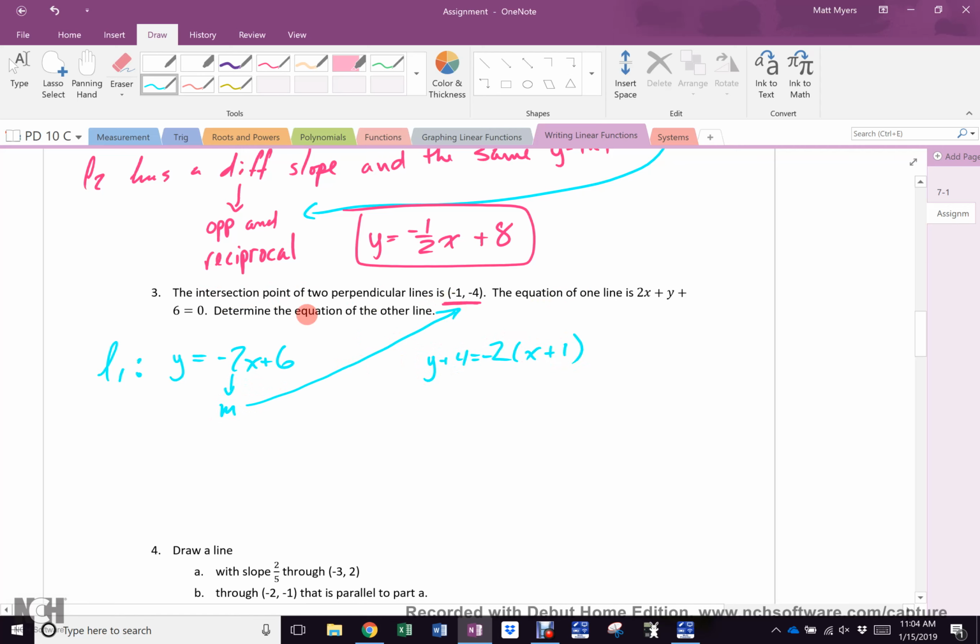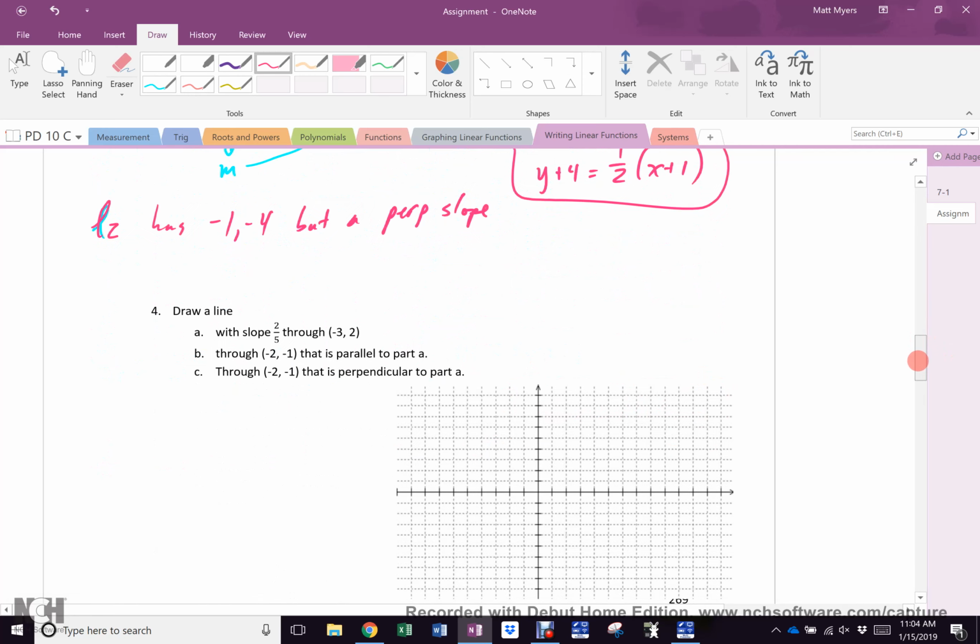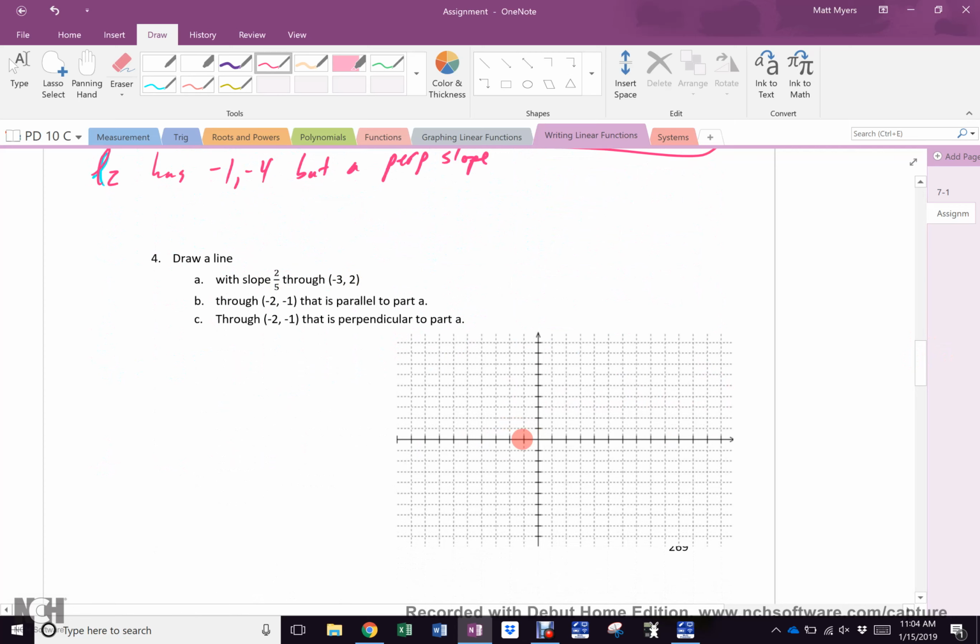The other line has this slope perpendicular. So line 2 has the point (negative 1, negative 4), but a perpendicular slope. So it's y minus negative 4 equals positive 1/2 (x plus 1). Draw a line with that slope. So I go to negative 1, 2, 3. Oops. Sorry. Negative 3, positive 2.